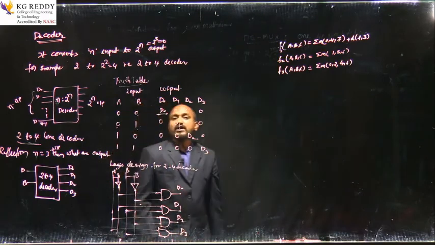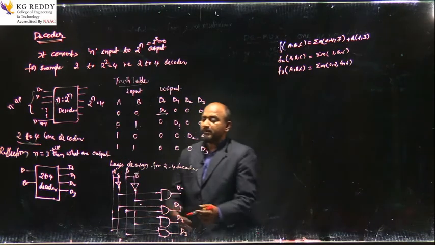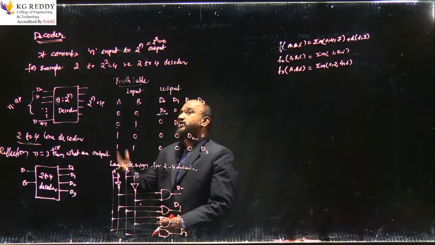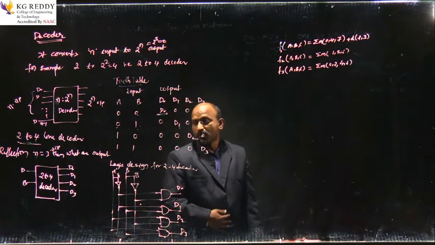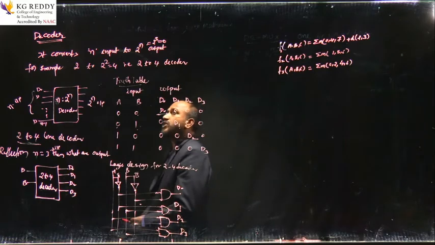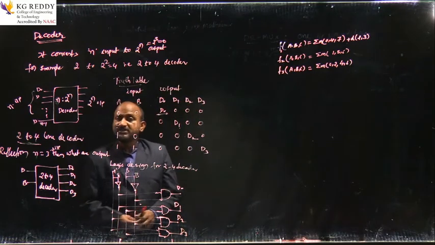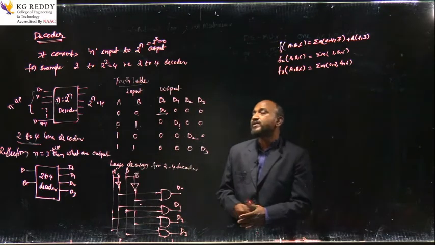This is the 2 to 4 decoder, plus 3 to 8 decoder or 4 to 16 decoder and so on. This is a simple, easy one that can be remembered. Decoder is also the inversion operation of the encoder.